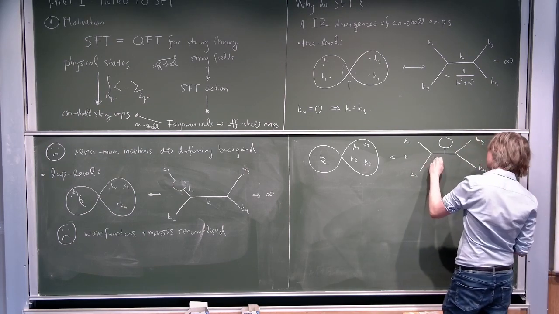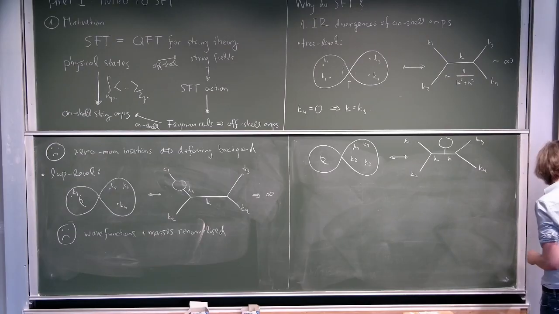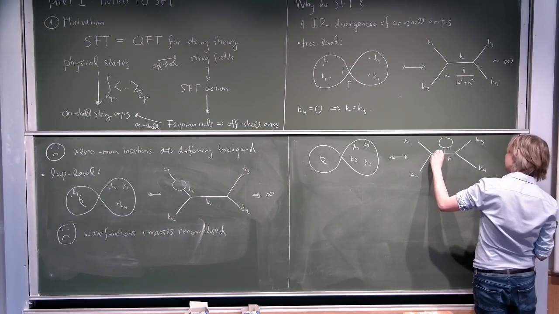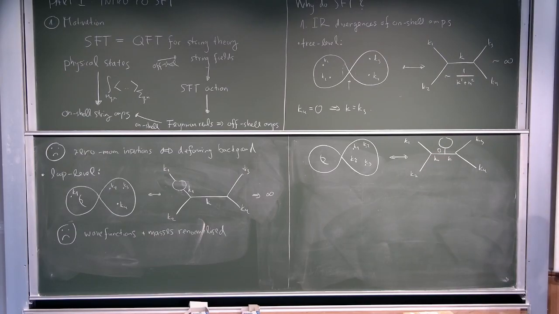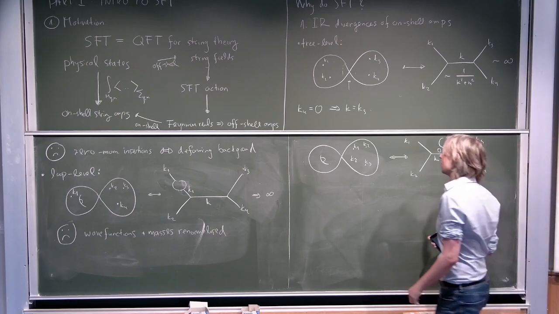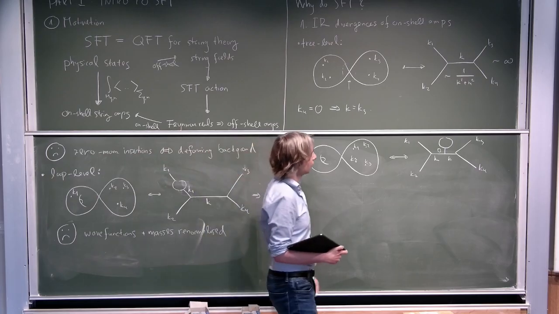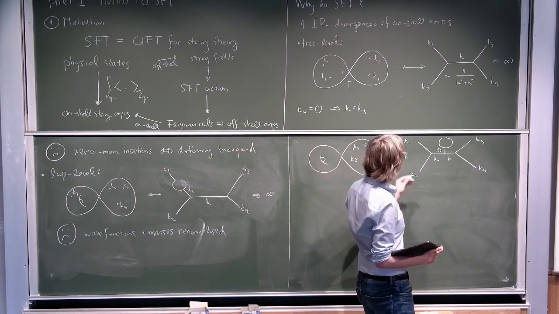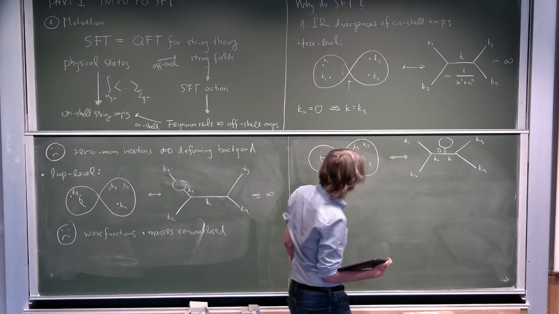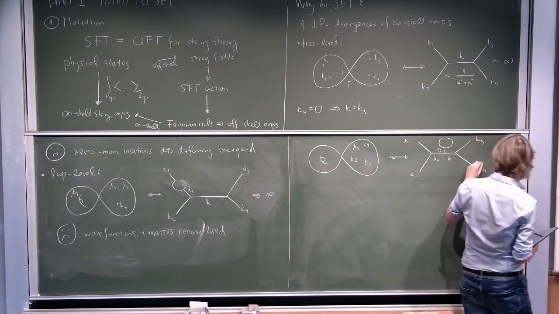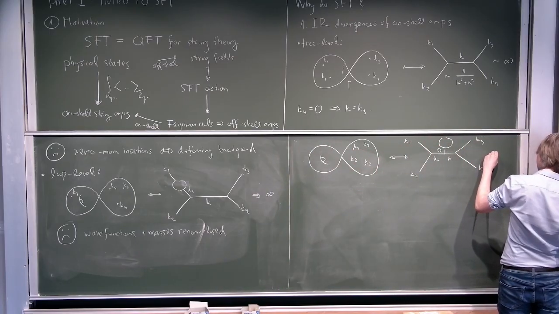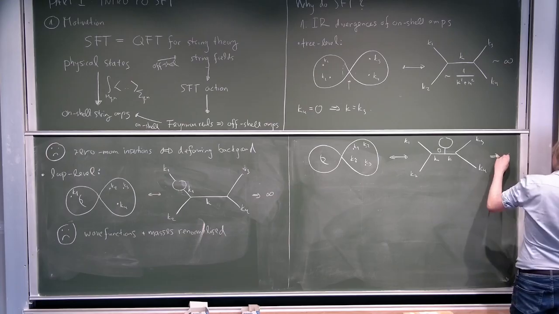So again, the momentum here will be just k, but the momentum here will be 0. So then you can see that as soon as the theory contains massless particles, which of course can be at the same time on shell and have zero momentum, which of course in string theory you generally have massless particles, you will get an infinity.